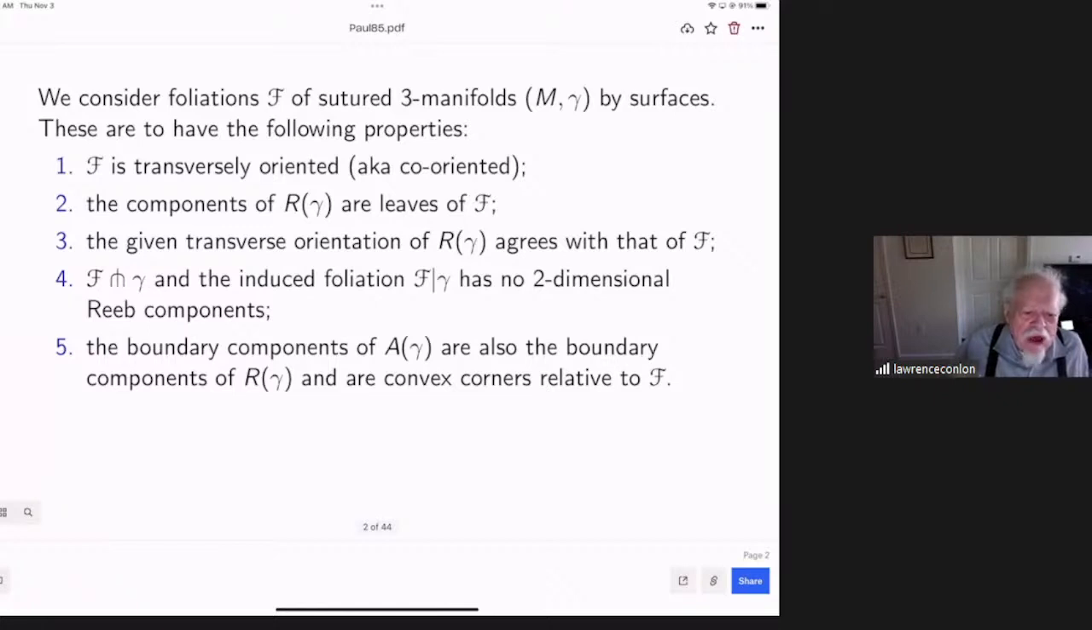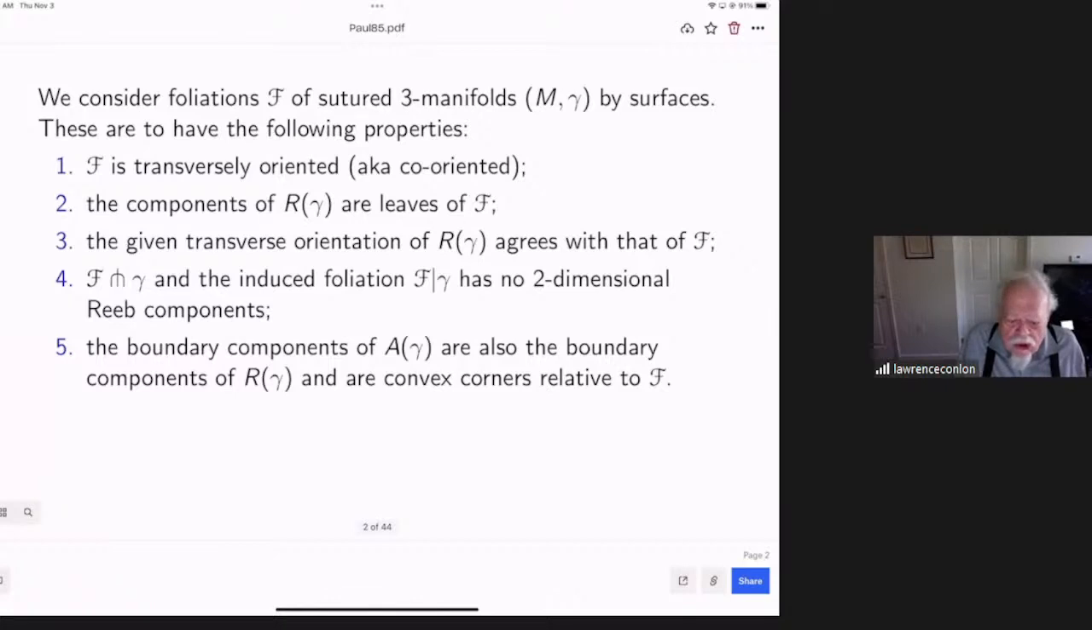Then F should be transverse to gamma, which is possible since gamma consists of annuli and tori. And the induced foliation by F on gamma is to have no two-dimensional Reeb components. And finally, the boundary components of A of gamma, the annuli in gamma, are also the boundary components of R of gamma and are convex corners relative to the foliation.